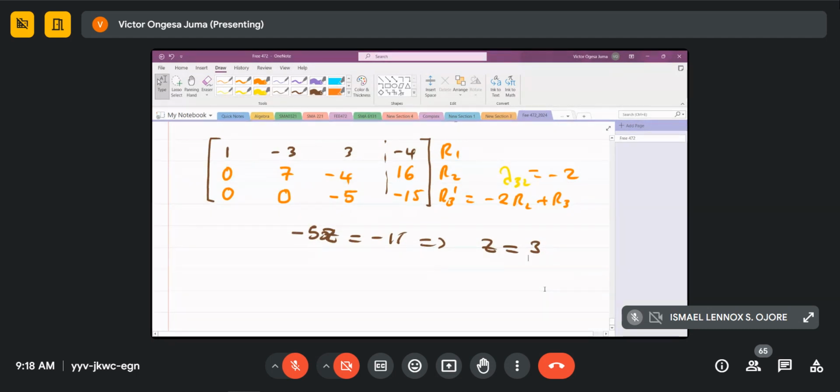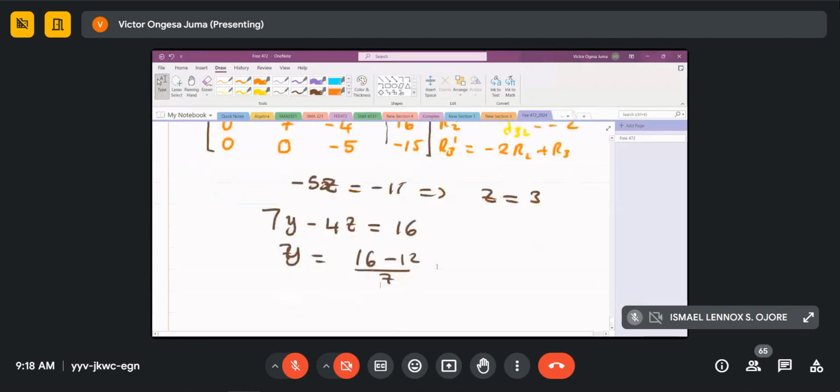Then once you obtain that one, go to the next. 7y minus 4z is the same as 16. That means y is the same as 16 minus 12 over 7. No, not 16 minus 12. It's supposed to be 16 plus 12. That's 28, over 7, that gives us 4.